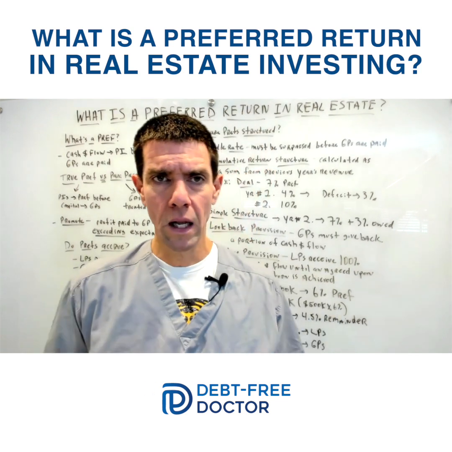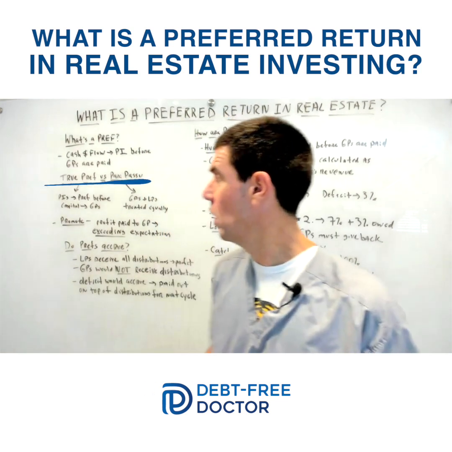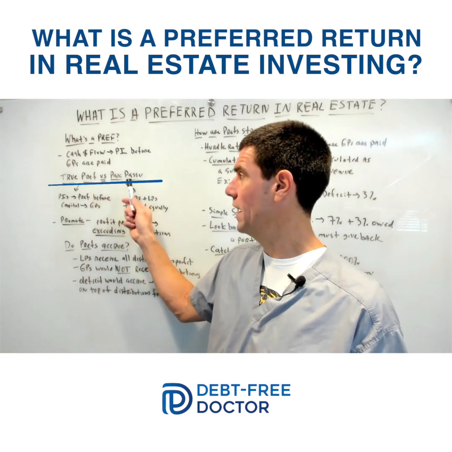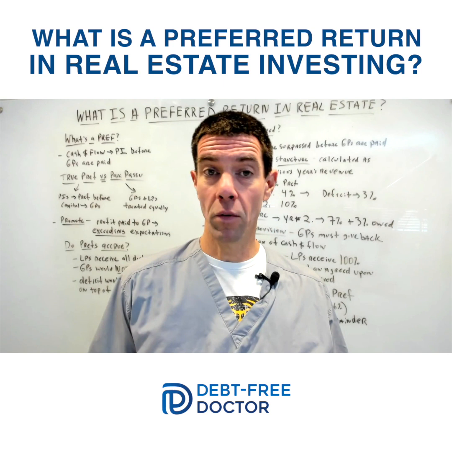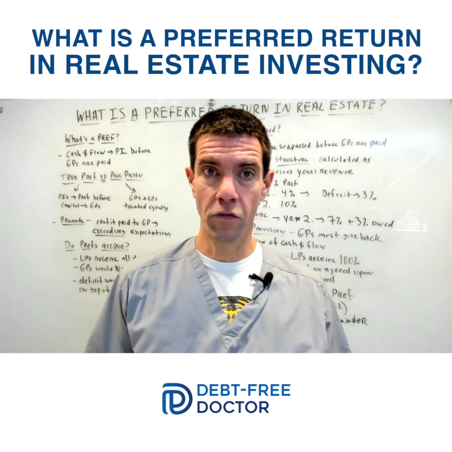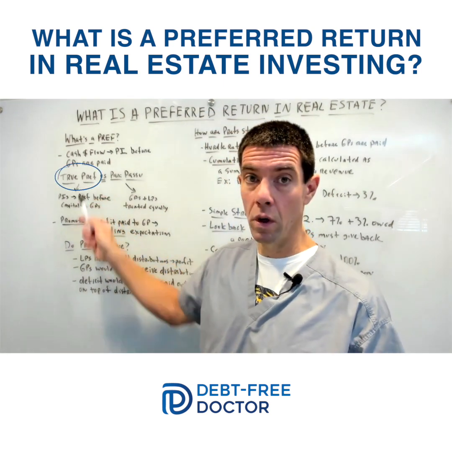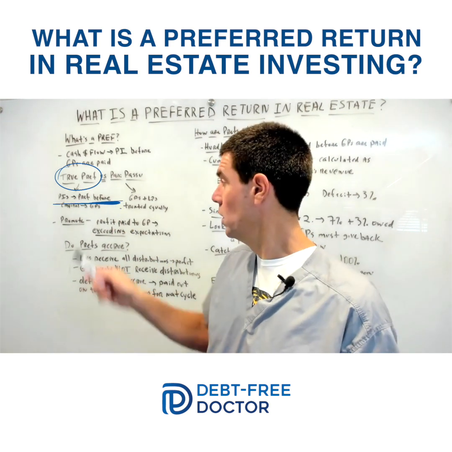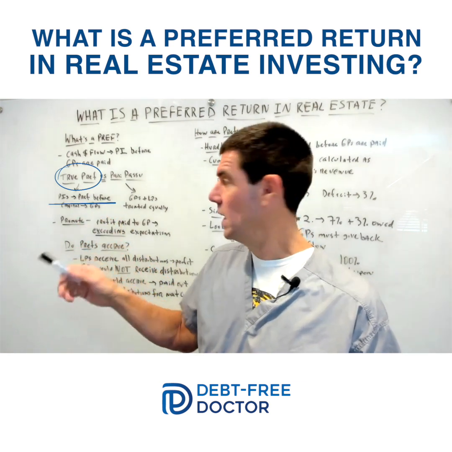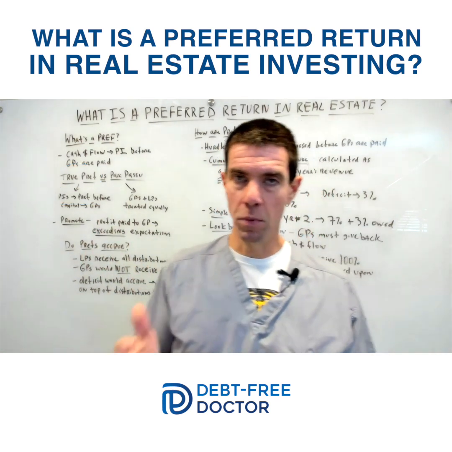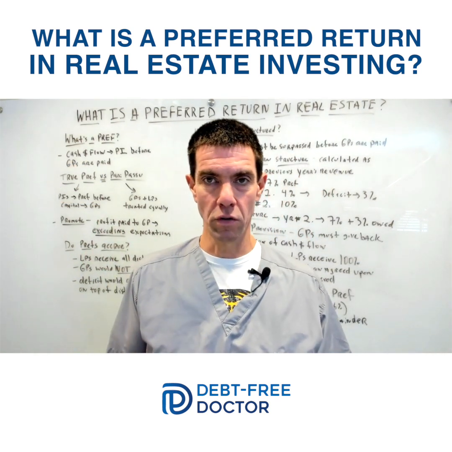Now, let's talk a little bit about what's called a true pref versus a pari passu preferred return. Now, preferred returns can be structured in several ways. So, for example, in the true preferred return, passive investors are going to receive a preferred return up to a predefined percentage before any capital is returned to the sponsor.